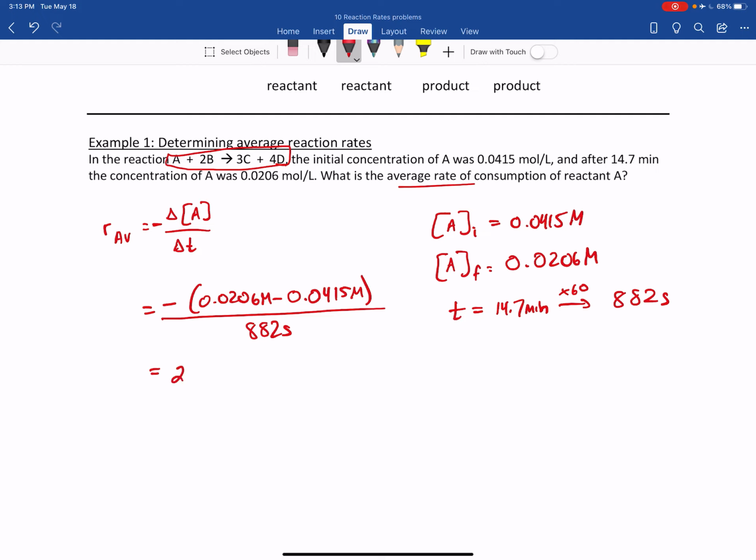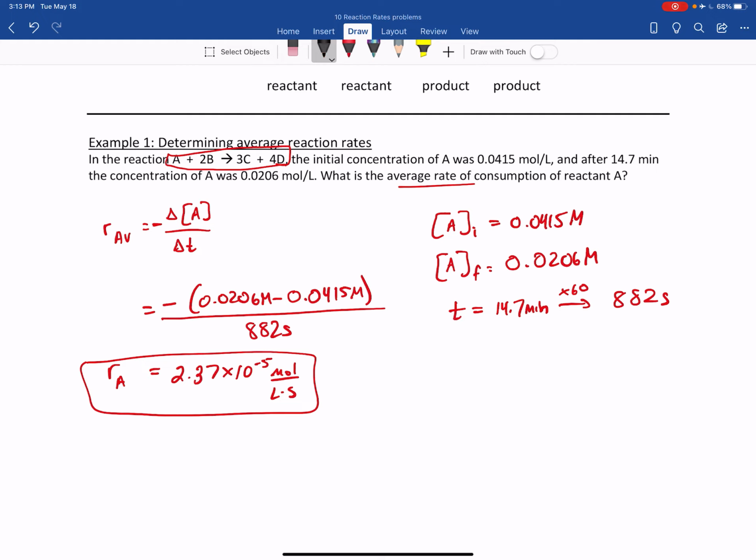Okay, and you'll get a value of 2.37 times 10 to the negative 5 moles per liter per second. Right? And it's not negative because you factored that out. So the average rate of A is equal to that there. So that's using average rate when you're looking at a single reactant or product.